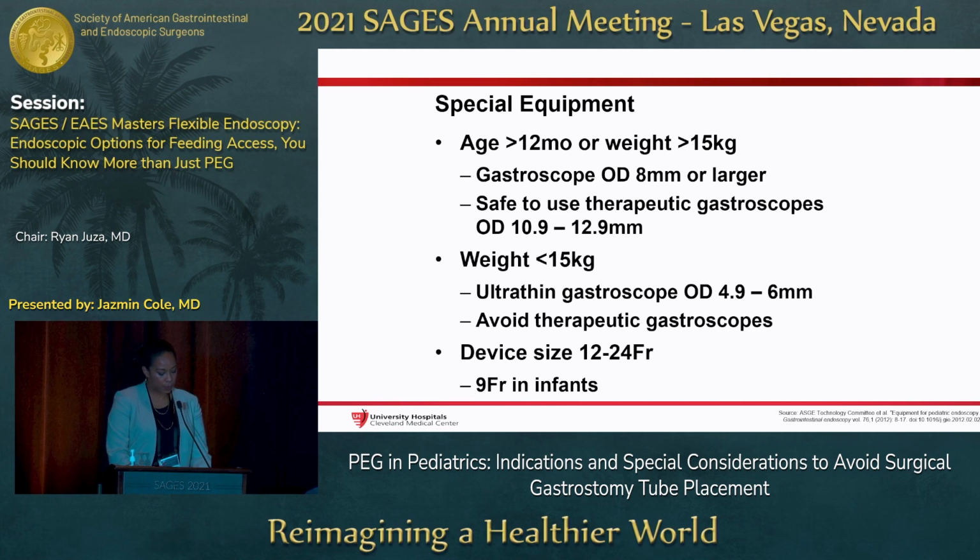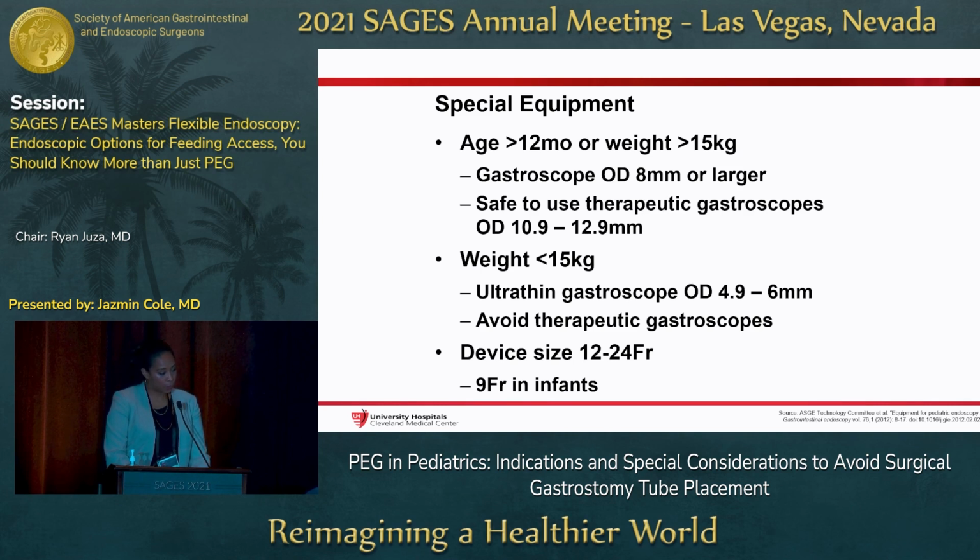The American Society of Gastrointestinal Endoscopy published a status evaluation report of evidence-based guidelines for equipment to be used in pediatric endoscopy. Their recommendations are both weight and age-based, and so for children older than 12 months or weighing more than 15 kilos, a gastroscope with an outer diameter of 8 millimeters or larger can be used, and evidence also suggests that these patients can safely tolerate a therapeutic gastroscope with a larger outer diameter if necessary.